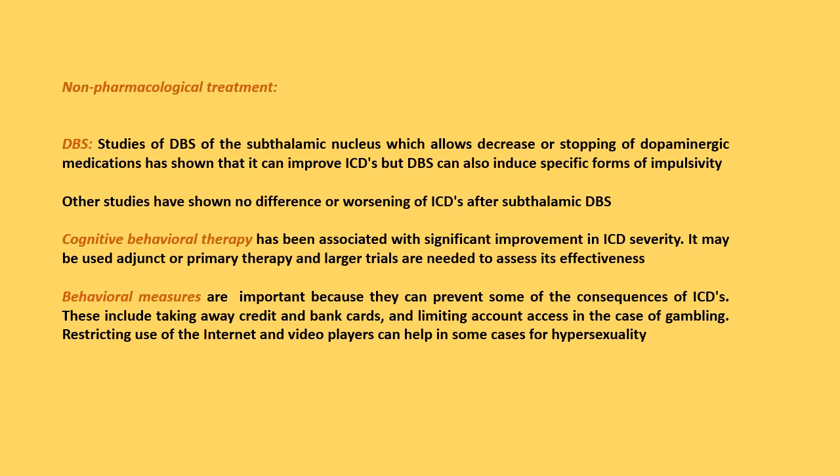Behavioral measures are important because they can prevent some of the consequences of ICDs. These include taking away credit and bank cards and limiting account access in the case of gambling. Restricting use of internet and video players can help in some cases for hypersexuality.